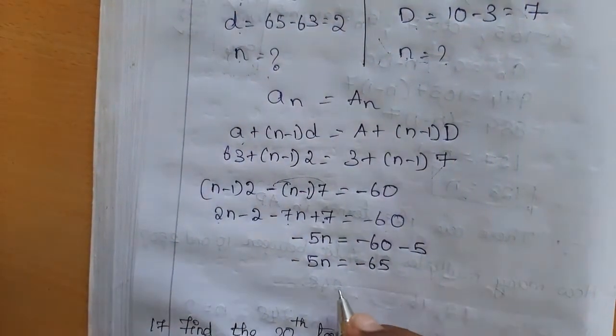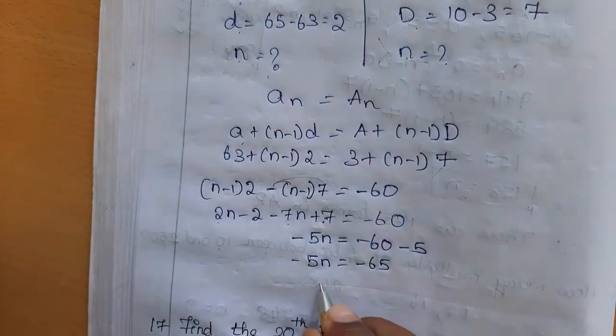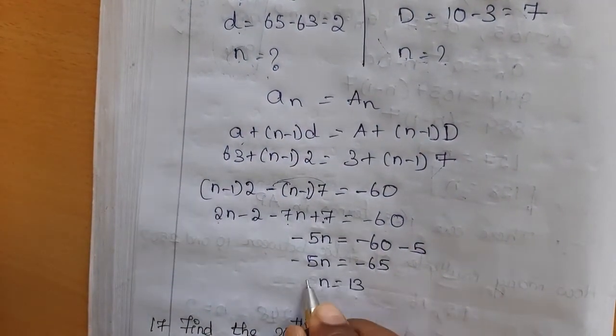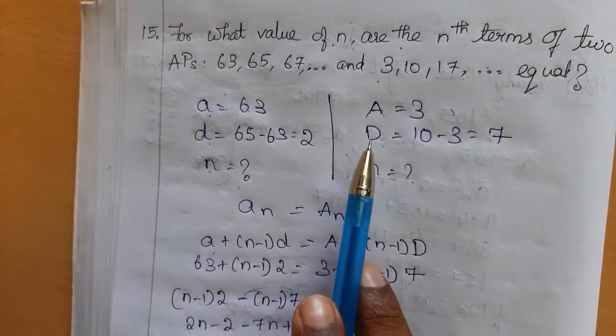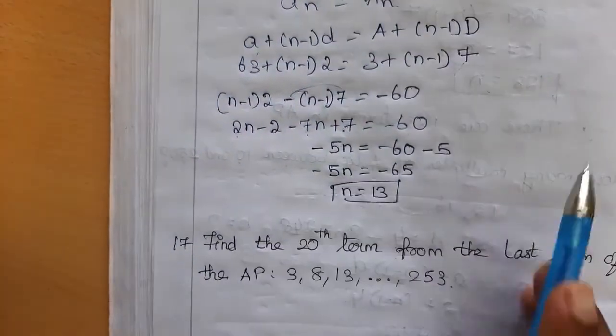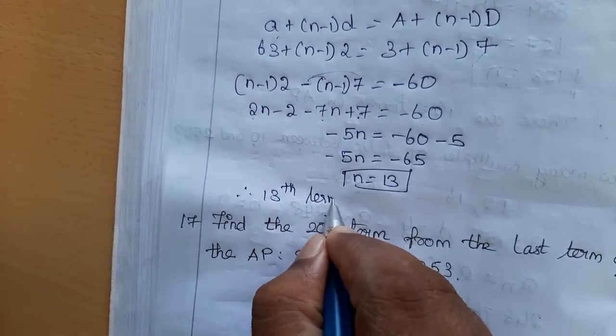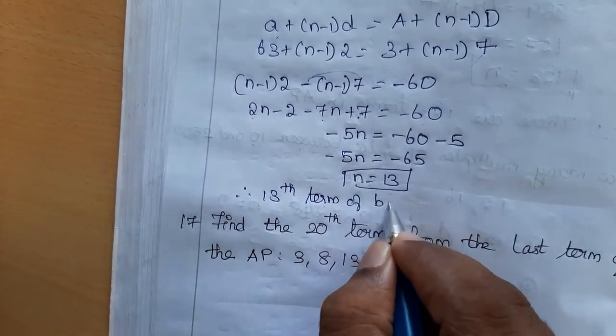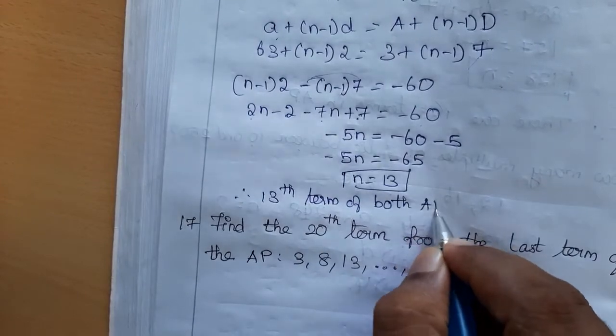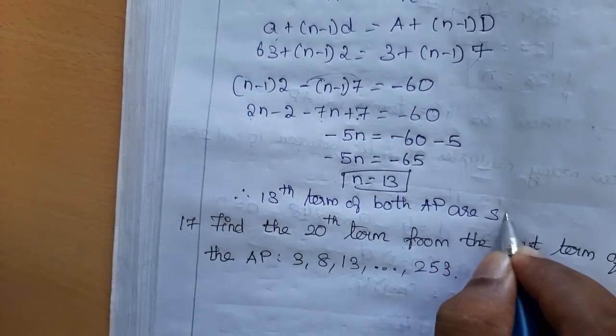Then 5 times 13 is 65, and minus minus will become plus. n is equal to 13. And the 13th term of both APs will be the same, right? Therefore, the 13th term of both APs are the same.